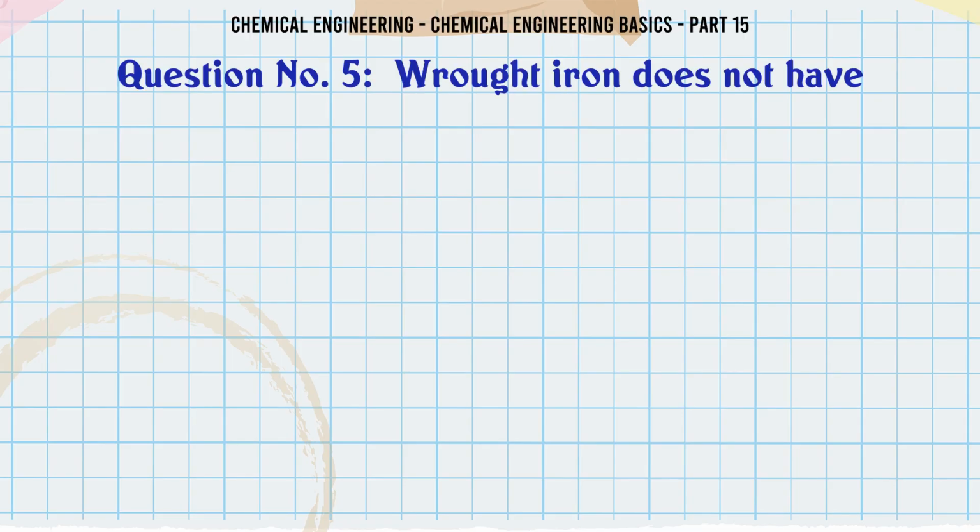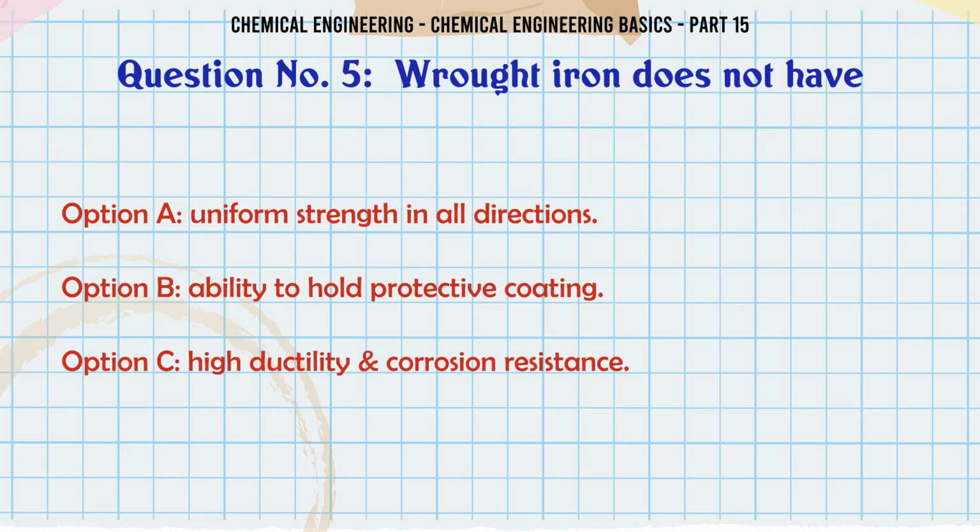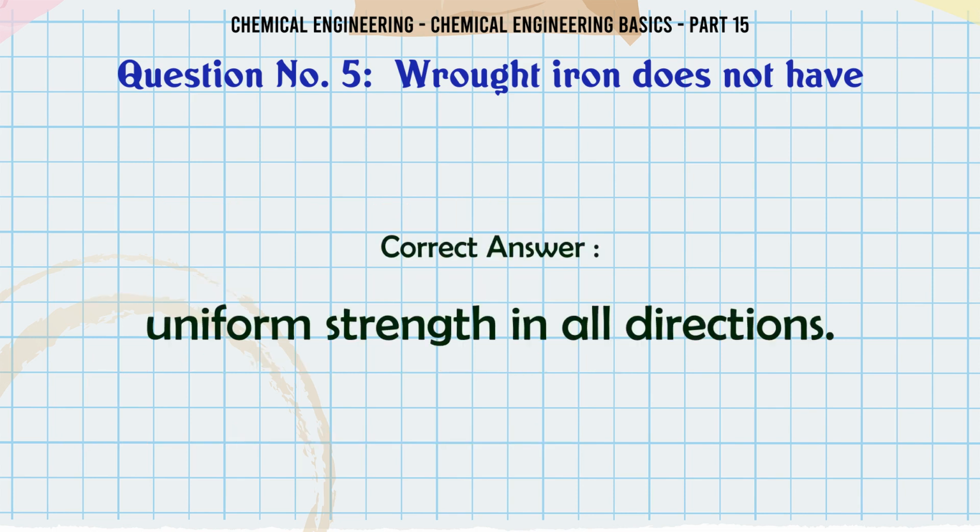Wrought iron does not have A. Uniform strength in all directions. B. Ability to hold protective coating. C. High ductility, corrosion resistance. D. Easily weldable characteristics. The correct answer is uniform strength in all directions.